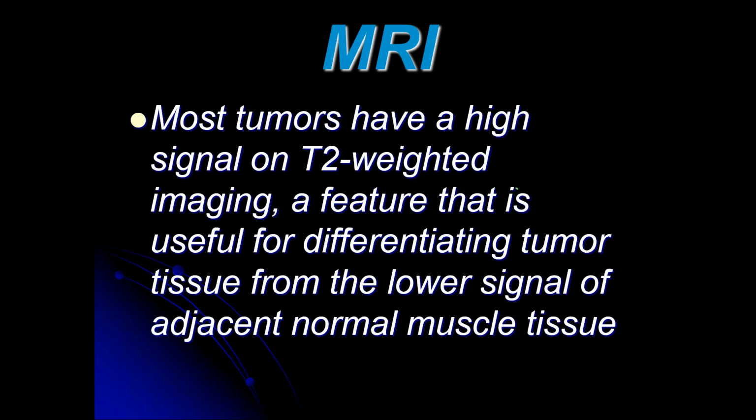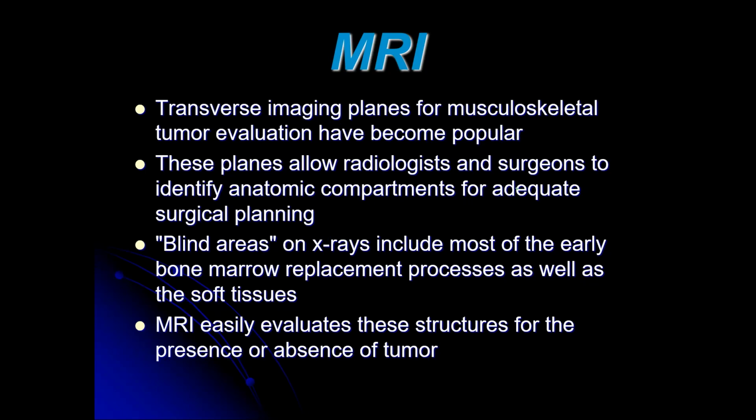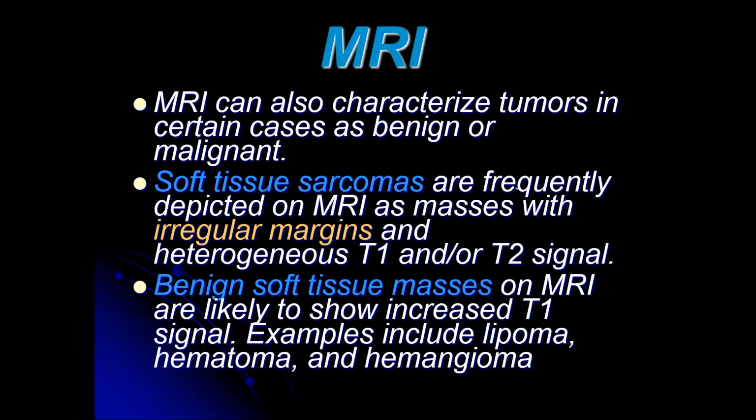Don't forget about the transverse imaging planes, which are helpful, especially for us surgeons. These planes allow radiologists and surgeons to identify anatomic compartments for adequate surgical planning. Plain X-rays include most of the early bone marrow replacement processes as well as soft tissues. MRI easily evaluates these tissues for the presence or absence of tumor. MRI can also characterize the tumors in certain cases, as benign or malignant.